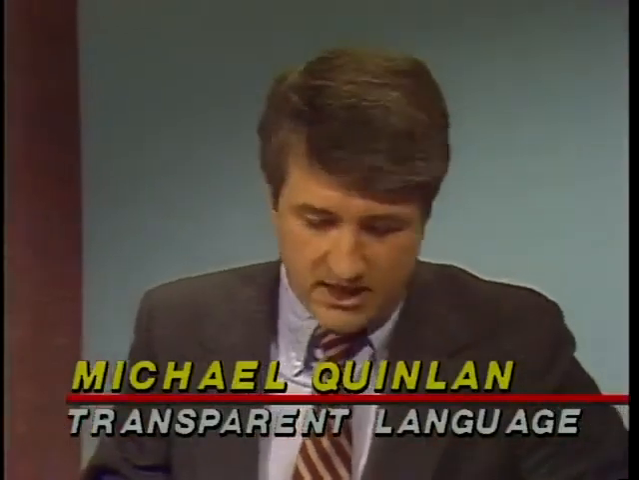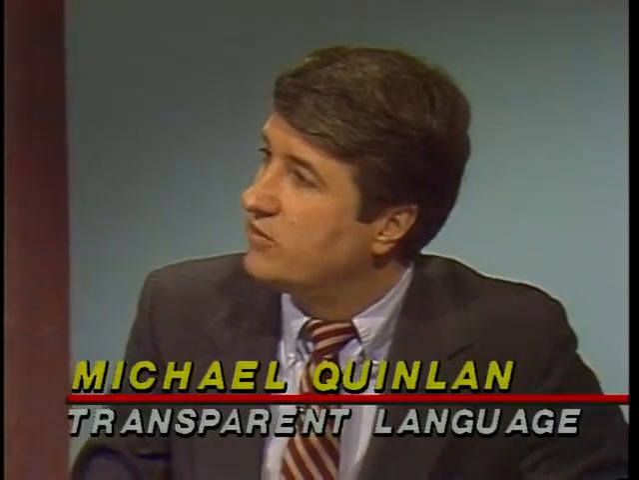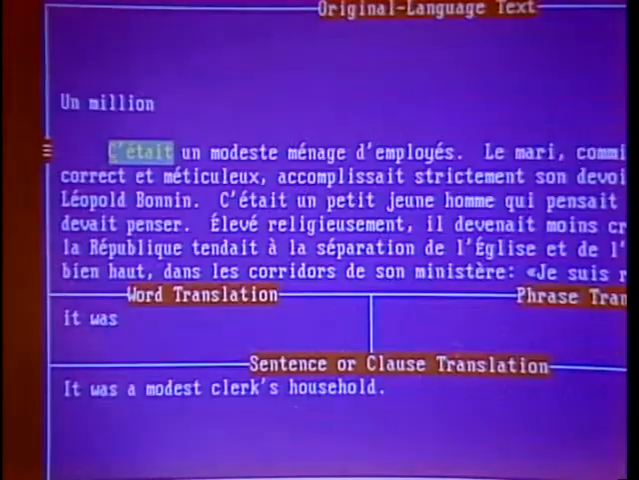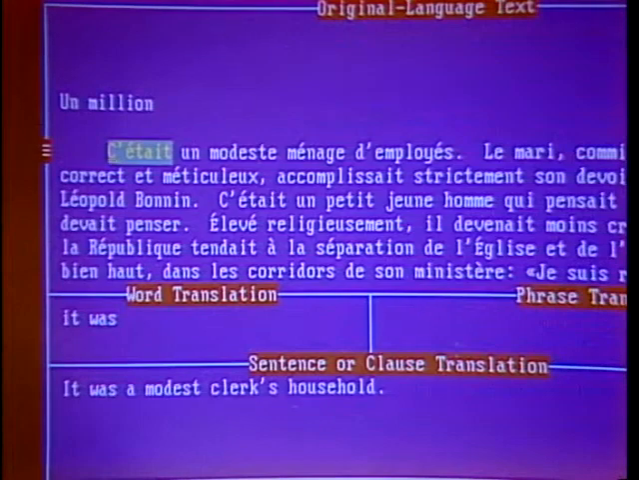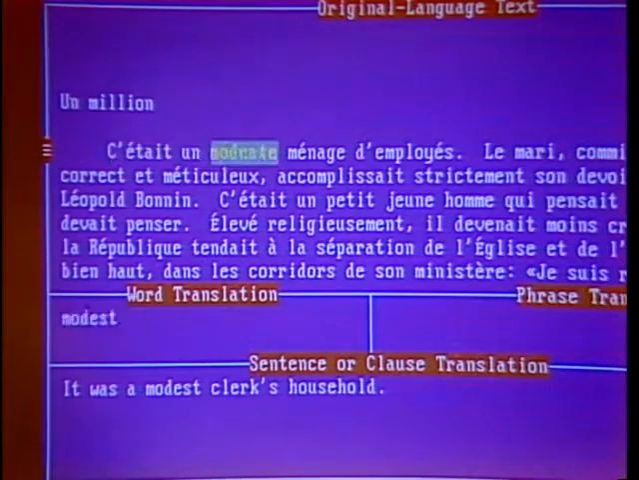And the idea of Transparent Language is that you can read fluently in a language that you don't know, and that's how you learn a language, by using it. This is a French story, Un Million by Guy de Maupassant, presented in Transparent Language by Professor Joel Goldfield. And the original story is there in the top half of the screen. You can move through it as you would any document.